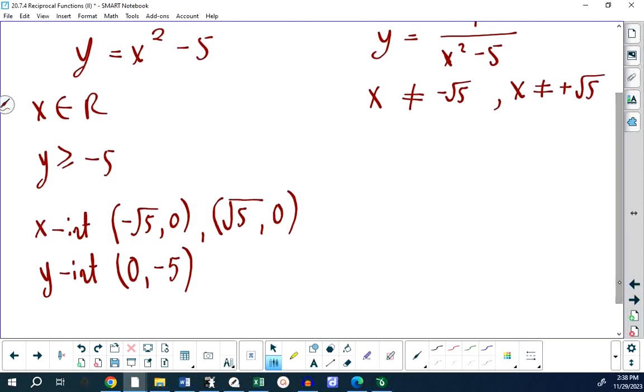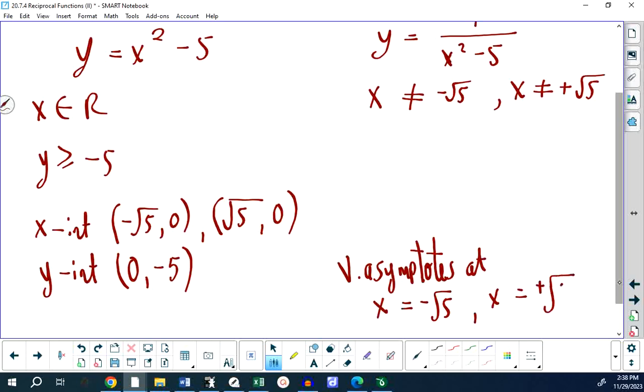What about the asymptotes? What are the equations of the vertical asymptotes? Well, you have vertical asymptotes at x equals negative root 5 and x equals positive root 5. I mean, this should all be starting to come together in kind of a swirling, circular reasoning kind of thing, where if I'm saying x is not allowed to be root 5, then that means there is an asymptote at x equals root 5. Those are your vertical asymptotes.